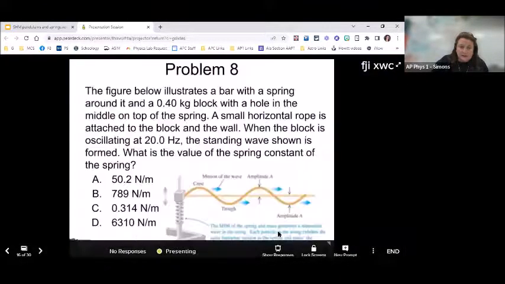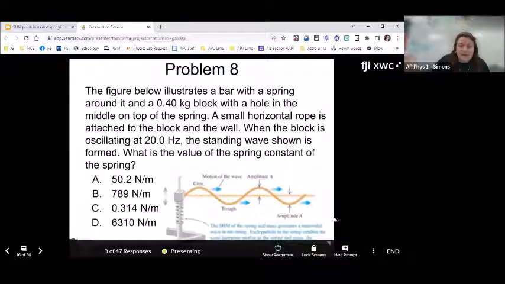All right, our next one. We have an object on a spring and it's creating this wave-like pattern. Okay. So we have a 0.4 kilogram block with a hole in the middle of it on a spring, and there's a rope attached to it, and that rope is also attached to the wall. So we're bouncing this rope up and down, and we get the same kind of graph pattern that we got using a motion detector earlier.